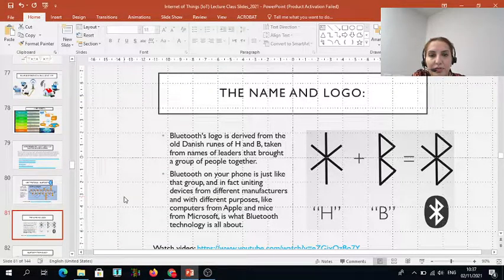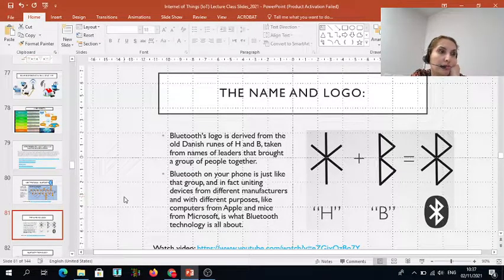So Bluetooth on your phone is just like that group. In fact, it unites devices from different manufacturers and with different purposes, like computers from Apple and from Microsoft. So any gadget, any technology, any electronic device that has Bluetooth can connect to another one. That's a good thing because they don't have to worry about anything else.